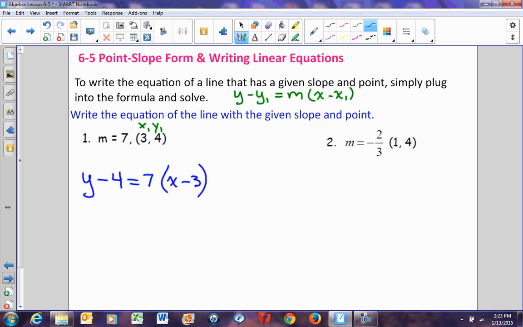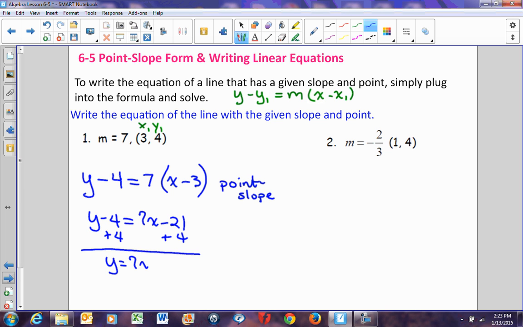This would be what we call point-slope form. And it is rarely the form that a mathematician wants you to leave anything in. They normally want you to write it in slope-intercept form. To write it in slope-intercept form, we're just going to solve this equation. So we're going to have y minus 4 equals, distribute the 7, so 7x minus 21. Add the 4 to both sides. And you're going to have y equals 7x minus 17. So this is what we call slope-intercept form.